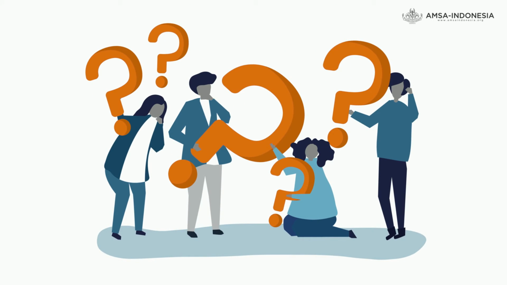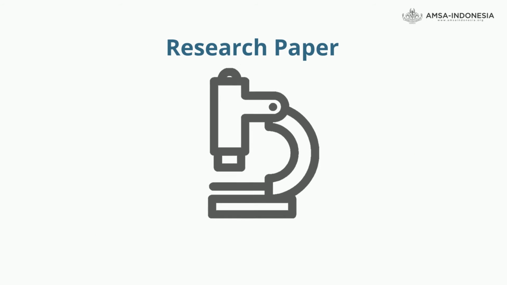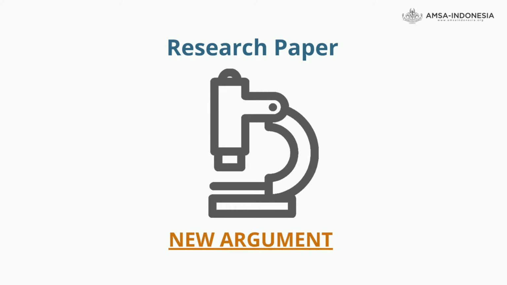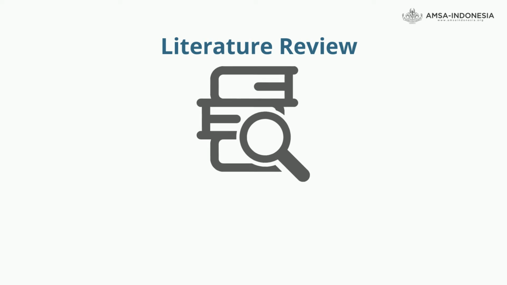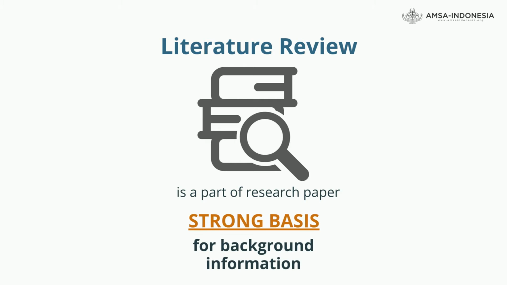You might wonder, how is it different from a research paper then? Well, the main focus of a research paper is to develop a new argument about a particular topic. While it is true that a research paper usually has a literature review as one of its parts, it is used as a foundation for new insight that the author contributes.